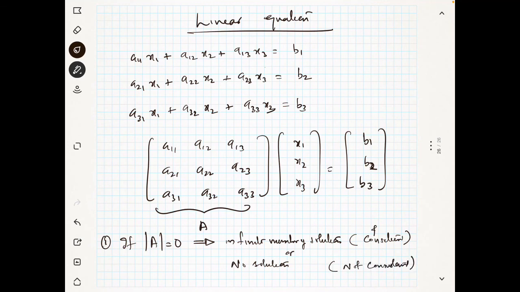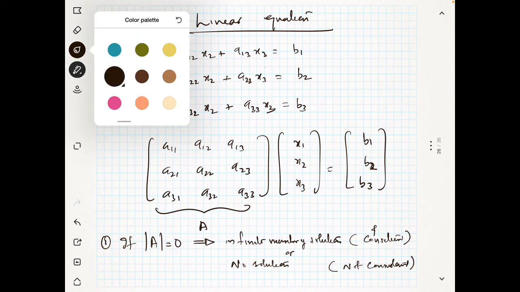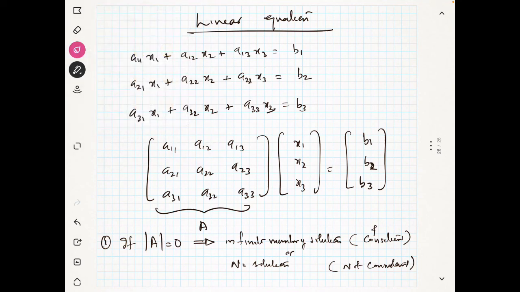So if there is a solution, whether it is one solution or two solutions, it is consistent. But the problem is that if the determinant is equal to 0, then the equations are dependent, and basically infinite number of solutions or no solution will be the resultant.